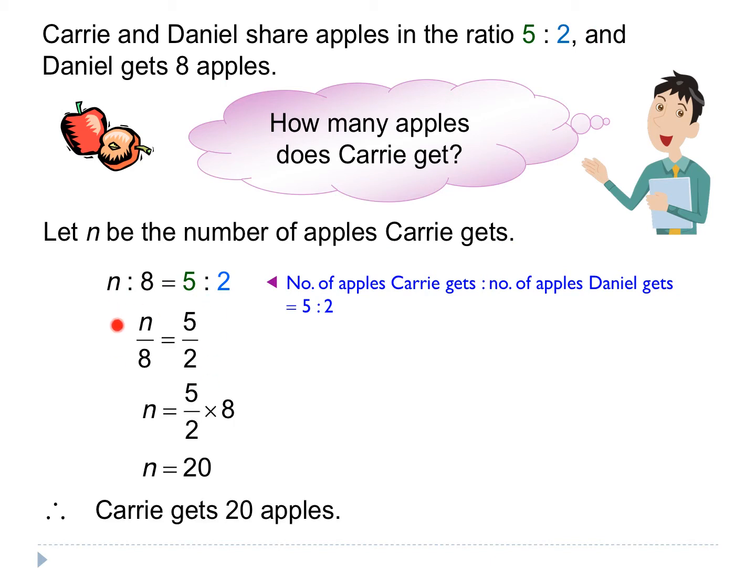So doing the same thing, you change the ratio into a fraction. That means n over 8 equals 5 over 2. And then you multiply by 8 on the right hand side and the left hand side, you will get n on the left hand side, and the right hand side will be 20. So the answer is Carrie gets 20 apples.